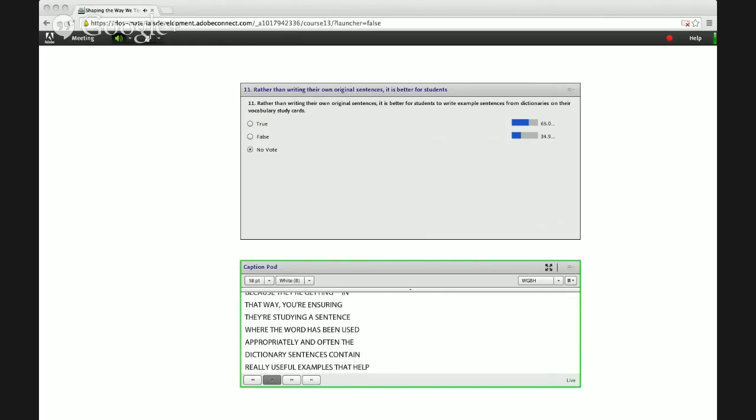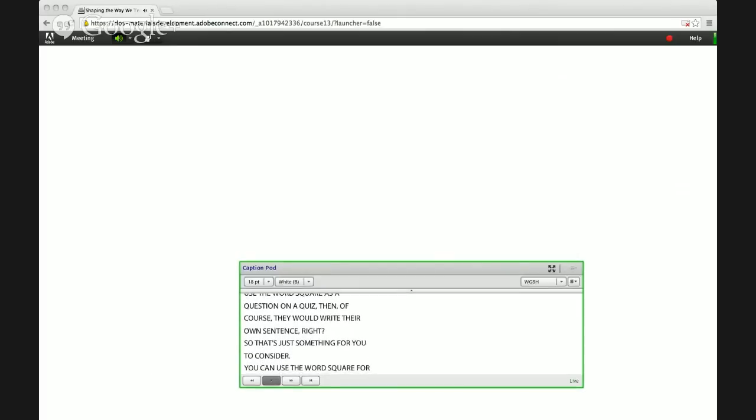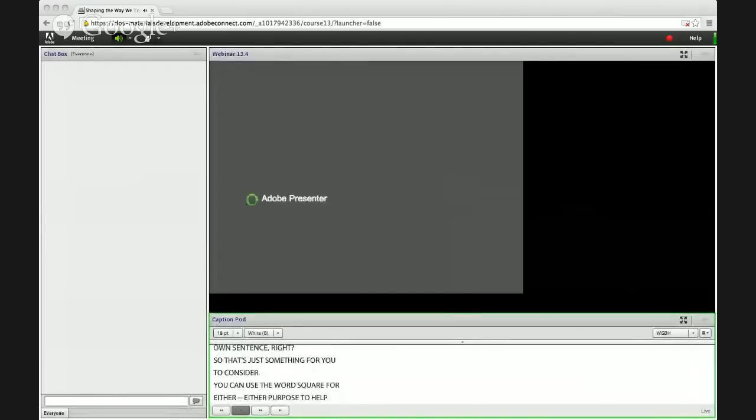If you're using the word square as an assessment, as a kind of question on a quiz, then of course they would write their own sentence, right? So that's just something for you to consider. You can use the word square for either purpose, to help students study or then to quiz them later. All right, let's go back to the slides.